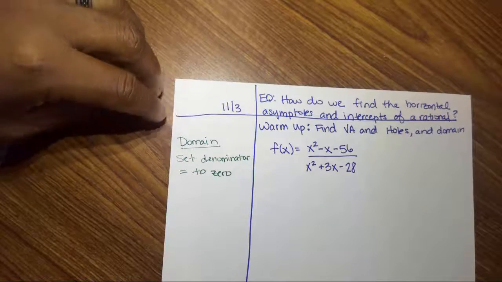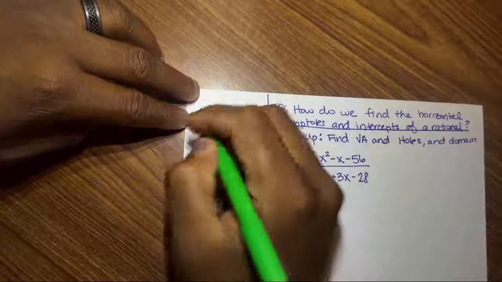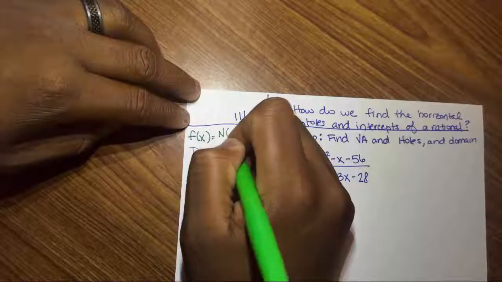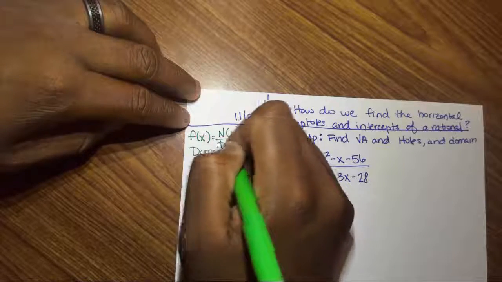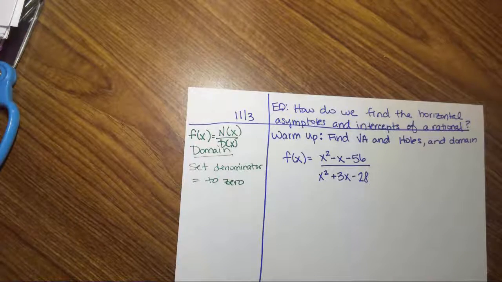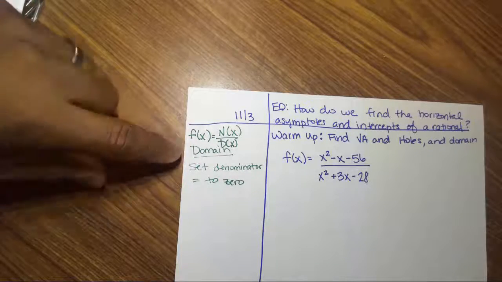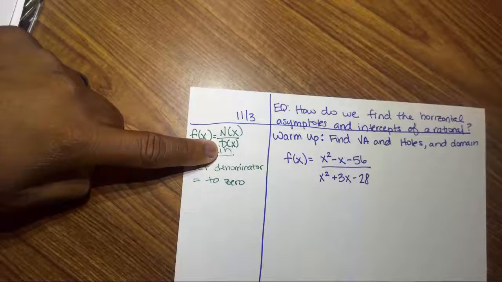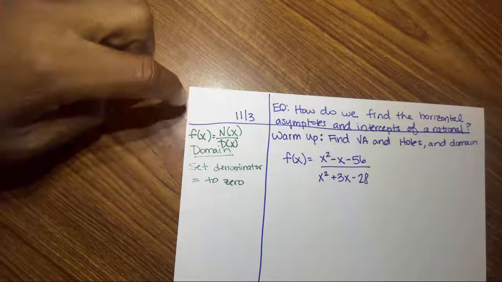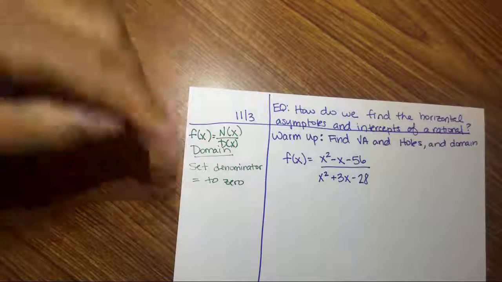And remember, we're talking about rational functions now. A rational function is anything that can be written as f of x is equal to some numerator polynomial divided by a denominator polynomial. And why can the denominator not be 0? Because you can't divide by 0, right? You can't divide by 0.